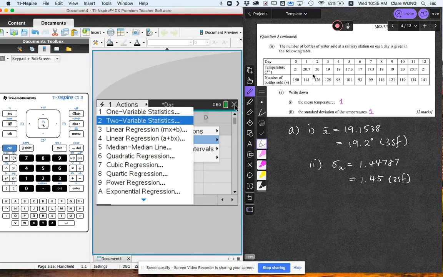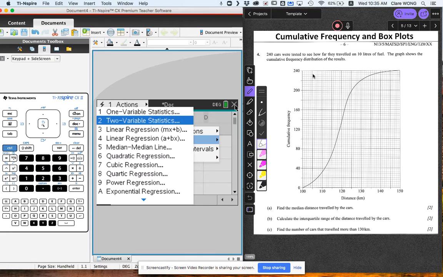To keep going, I am going to do a cumulative frequency plot for you, just to remind you of some of the details that you need to know. So 240 cars were tested to see how far they traveled on 10 liters of fuel. The graphs show the cumulative frequency distribution of the result.